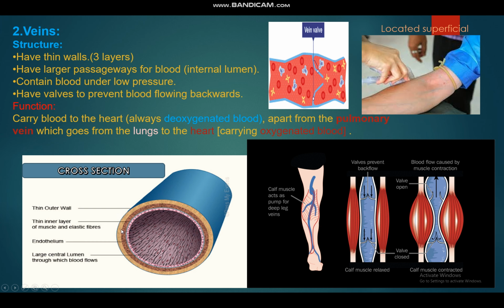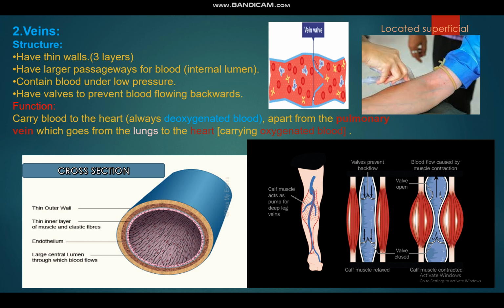Now there is a specific feature of the vein, that is, it has the semilunar valves, and the purpose of these valves is that they allow the blood to flow in one direction. So it flows the blood in one direction and prevents the backflow of the blood.